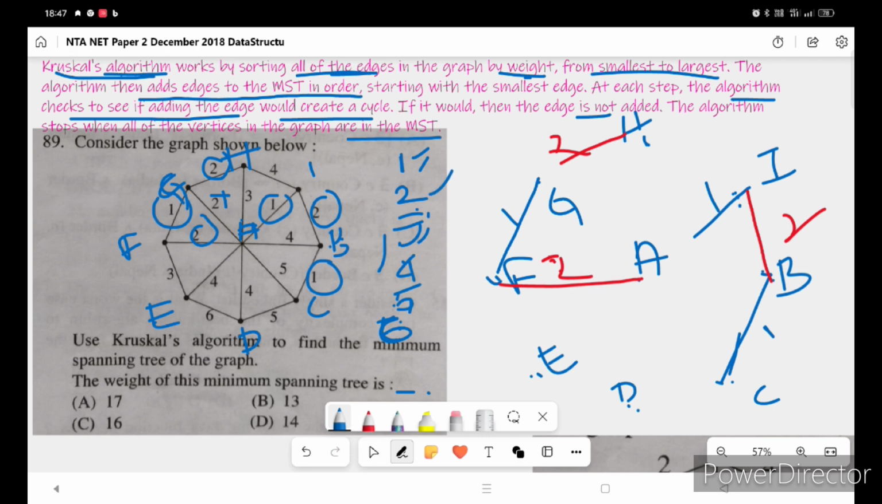Let's check where the weight is 3. E to F. Let's consider E to F. But if we draw it, then the cycle will be created. So we should not consider this. Then 3 we have completed, only one 3 has been considered. Next, let's move on to 4, that is A to D. So we can consider this 4.